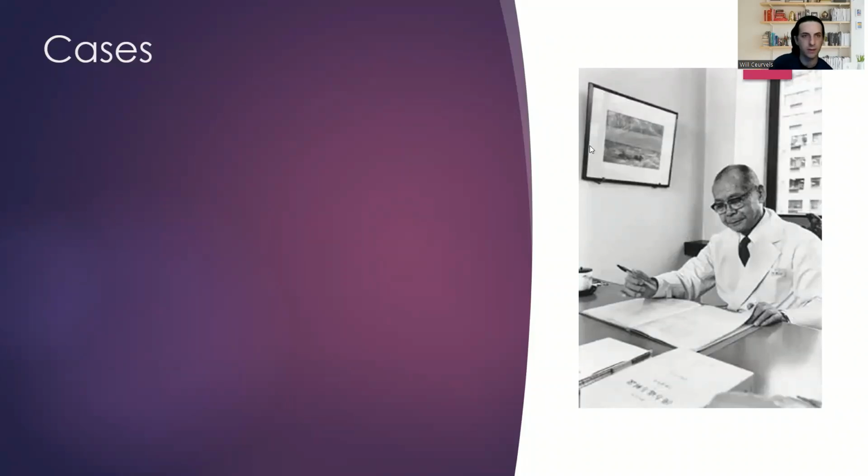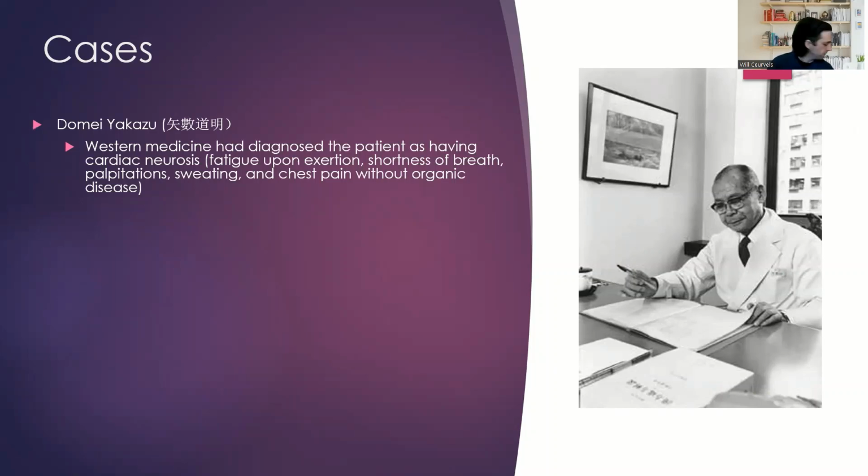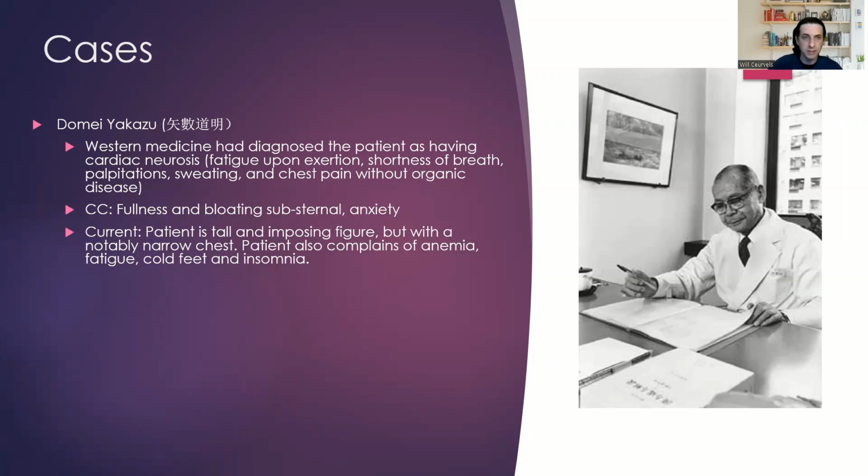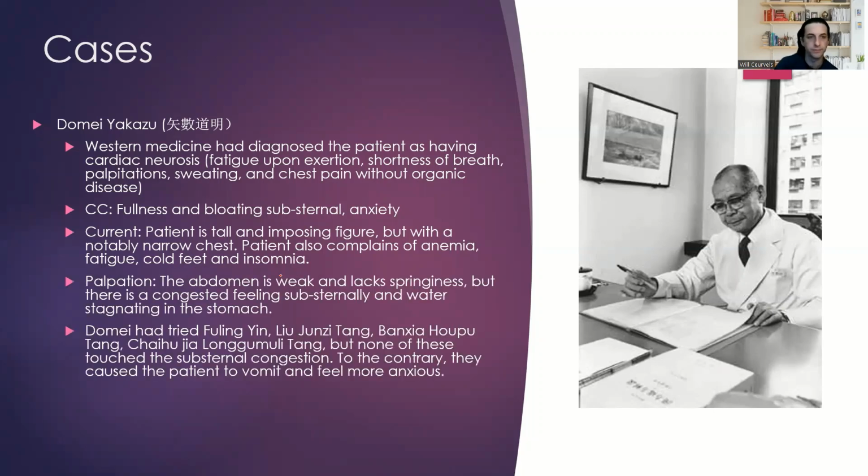Now, we're actually going to look at yet another Campo case here. And this one comes from a very famous practitioner of Campo in the 20th century named Dome Yakazu. So this is a case of what they call cardiac neurosis. So that's fatigue upon exertion, shortness of breath, palpitations, all signs that look like there's a cardiac issue, but without any actual organic disease. Now, the patient's main complaints at the time were fullness and bloating in the substernal area, glomus, and anxiety. And then the other signs the patient has: they're tall and imposing, but with a narrow chest. Patient also complains of anemia, fatigue, cold feet, and insomnia.